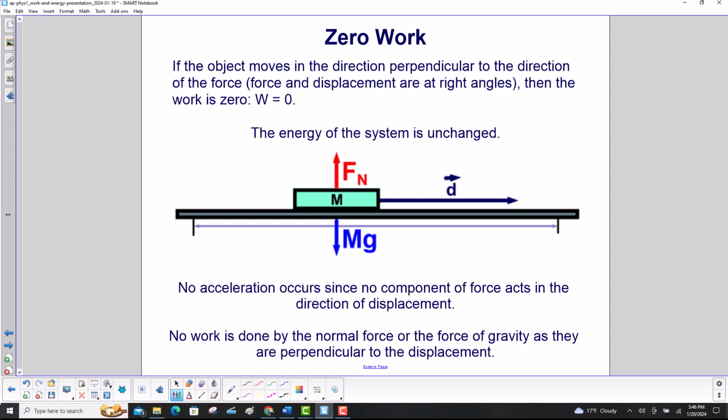If the object moves in a direction perpendicular to the direction of the force, that means the force, and there's a couple of forces here, and the displacement are at right angles, then the work is zero. The energy of the system is unchanged. No acceleration occurs, either in this direction or that direction, since no component of force acts in the direction of displacement. Therefore, no work is done by the normal force or the force of gravity, as they are perpendicular to the displacement.